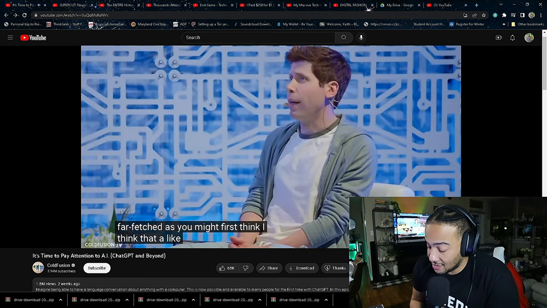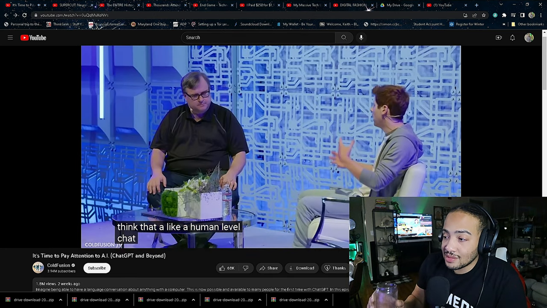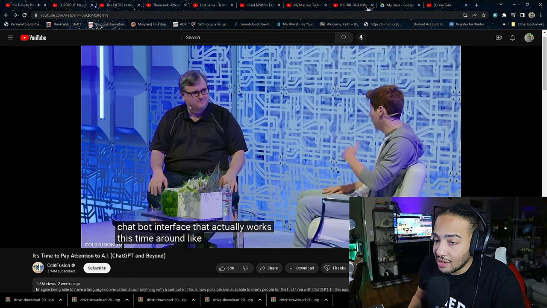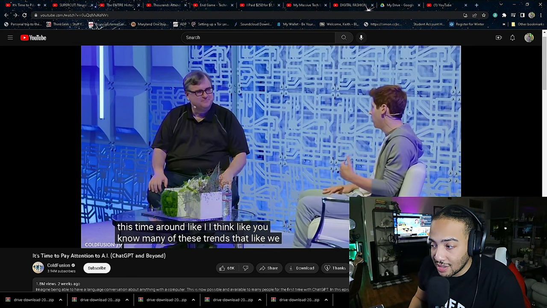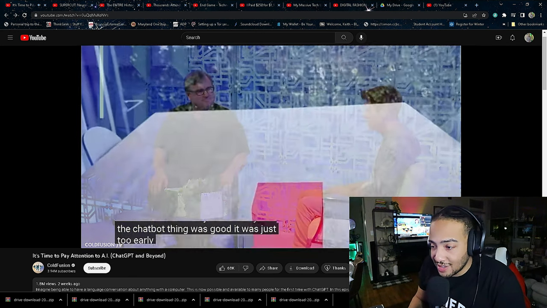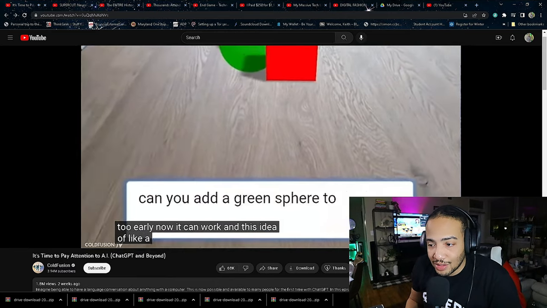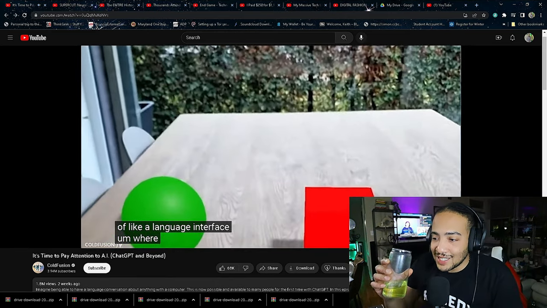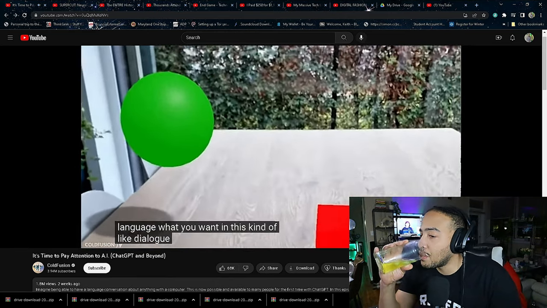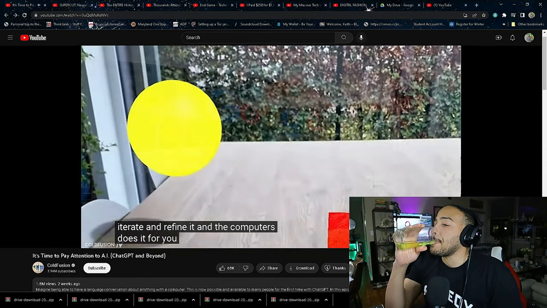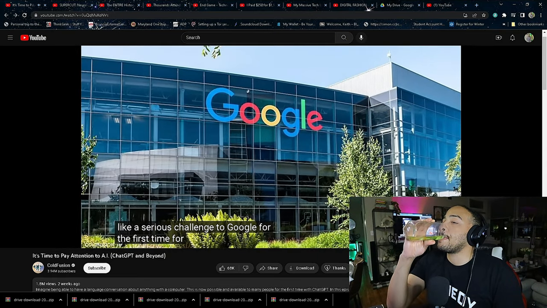I think that a human-level chat bot interface that actually works this time around, many of these trends that we all made fun of were just too early. Like the chat thing's good, it was just too early. Now it can work. And this idea of a language interface, where you say in natural language what you want in this kind of dialogue back and forth, you can iterate and refine it, and the computer just does it for you. You know, there will be a serious challenge to Google for the first time for a search product.